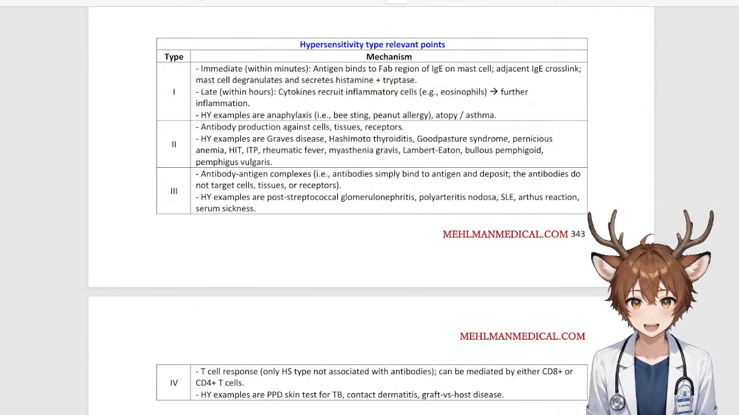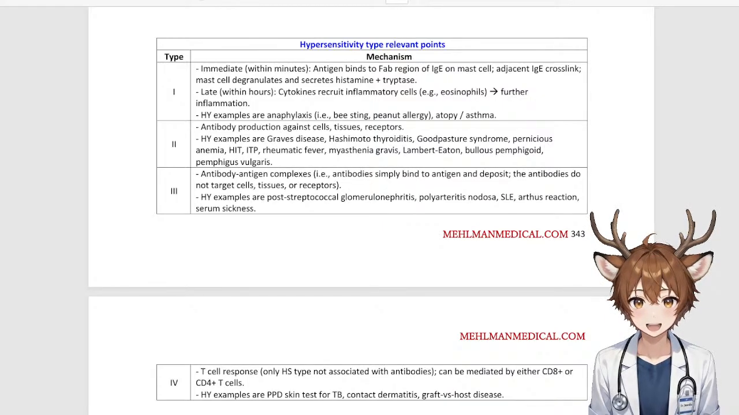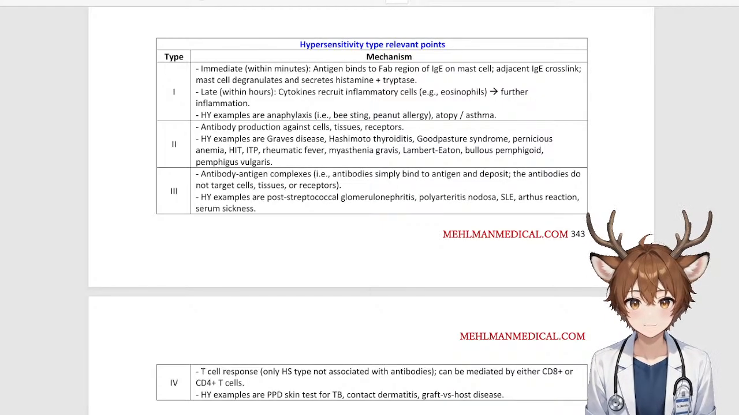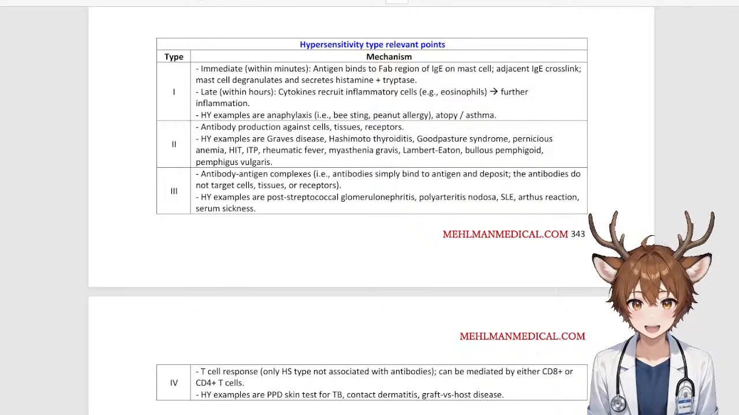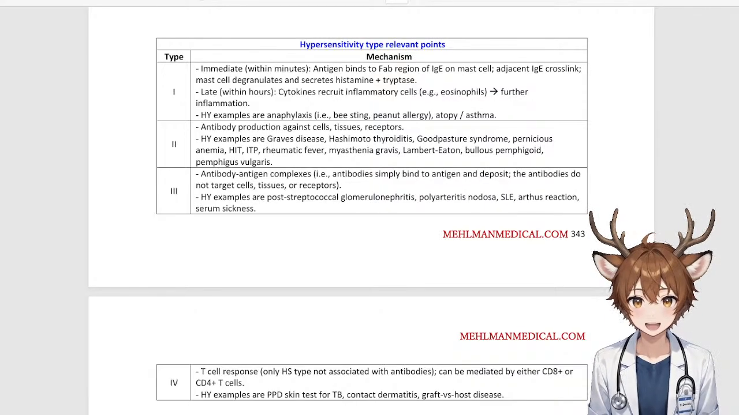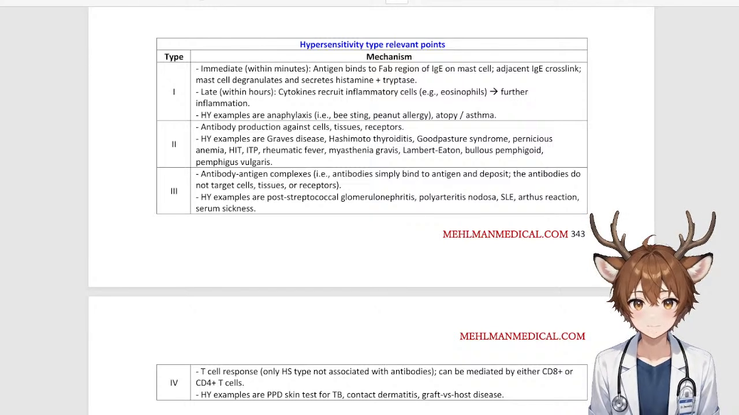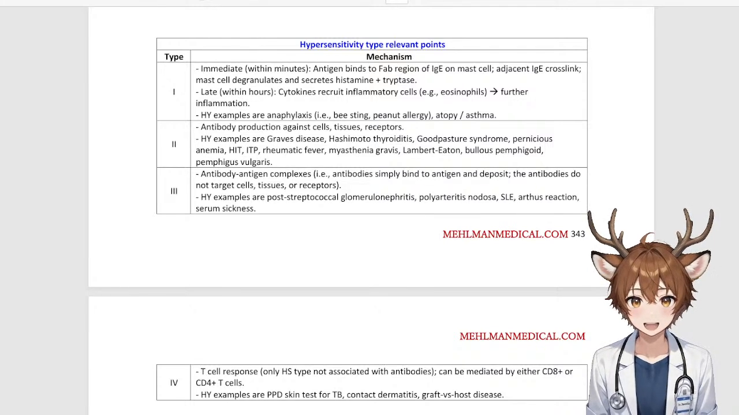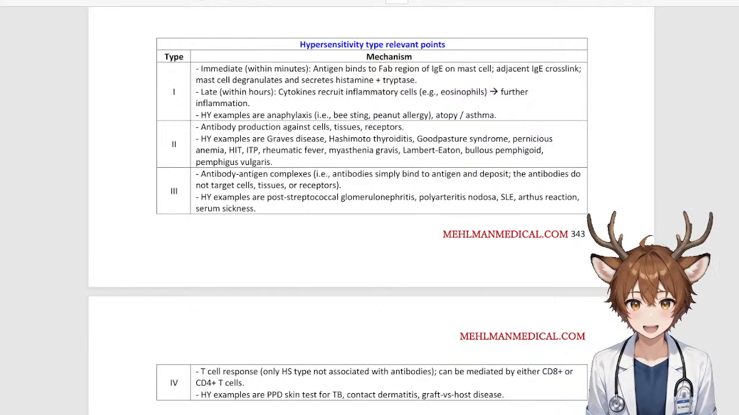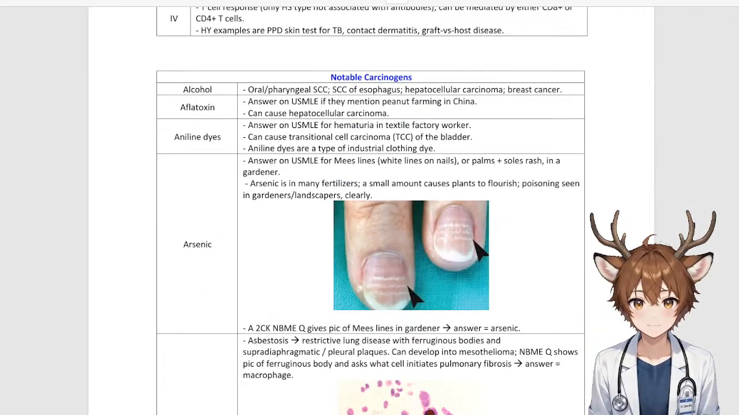Type 4 hypersensitivity, T-cell response, the only hypersensitivity type not associated with antibodies. That's very important. Type 4 is the only type that's not associated with antibodies. Can be mediated by either CD8 positive or CD4 positive T cells. High yield examples are PPD, skin test for TB, contact dermatitis, graft versus host disease.